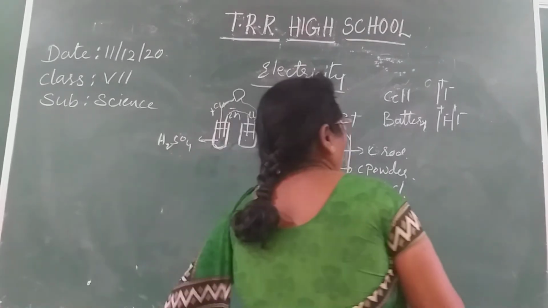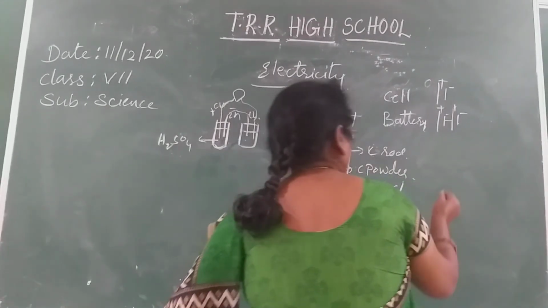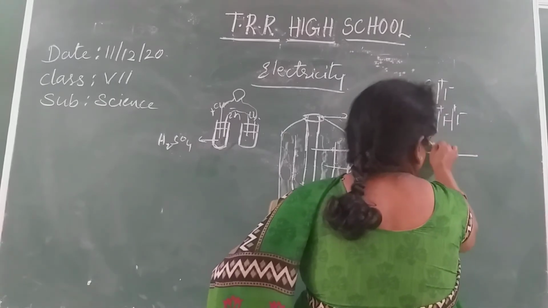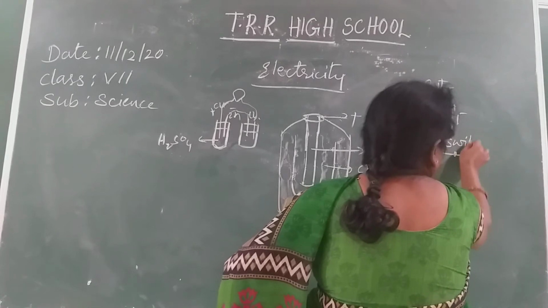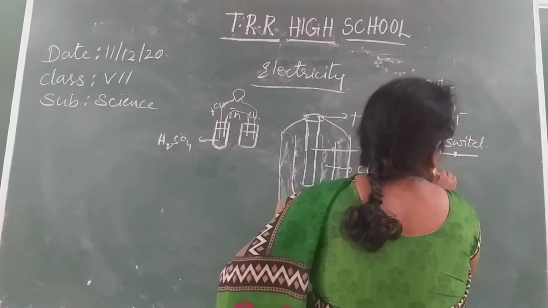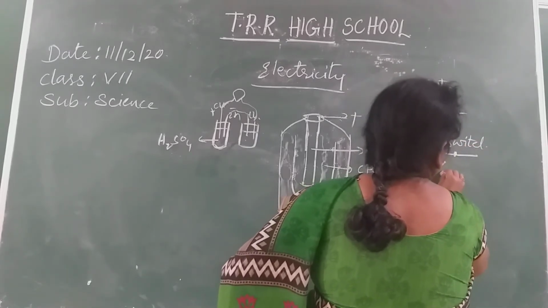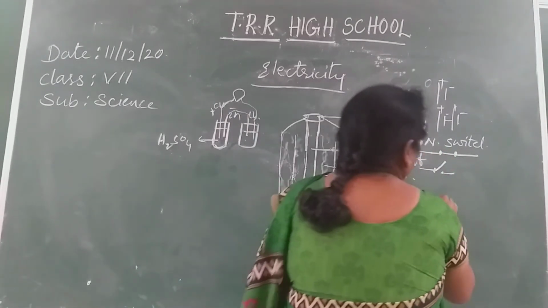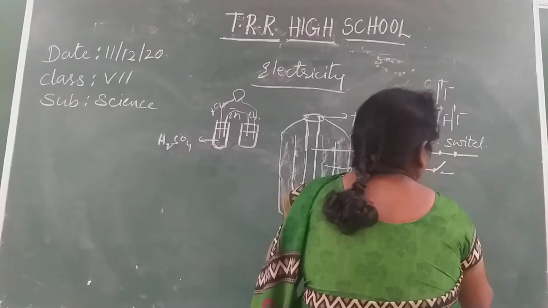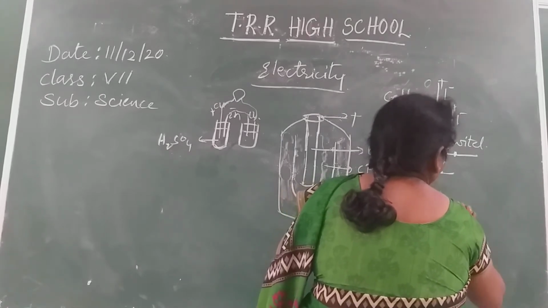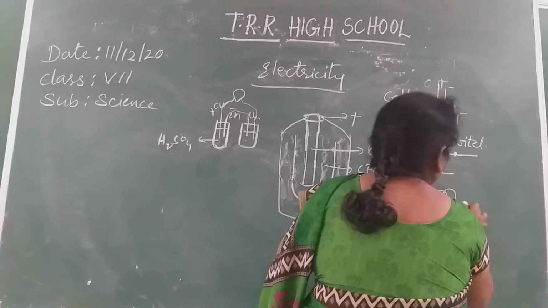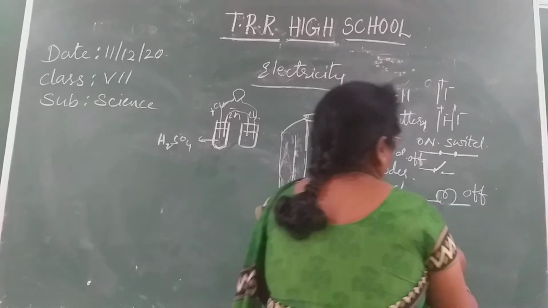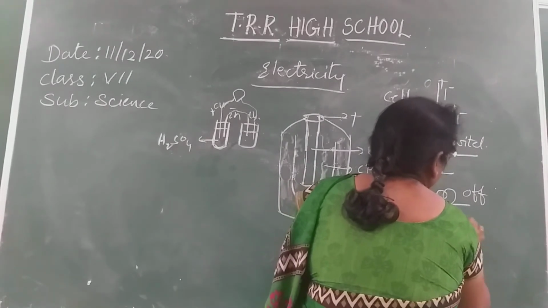Next, coming to the switch on and off. This is a switch in the on position. This is the off position of the switch. Okay. Now the bulb. The bulb is in the off position. This is the symbol for the bulb. The bulb in the on position.